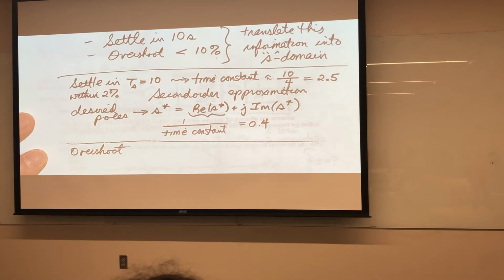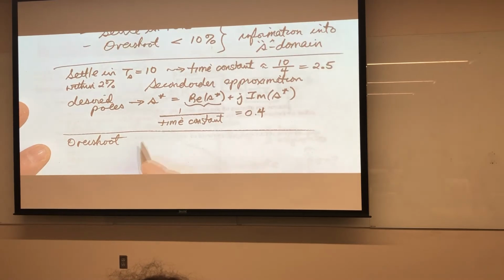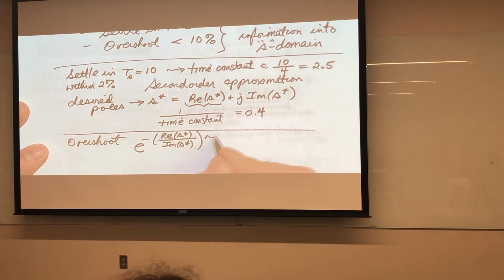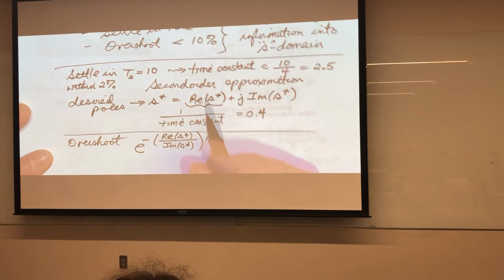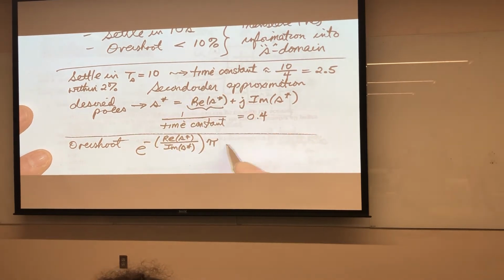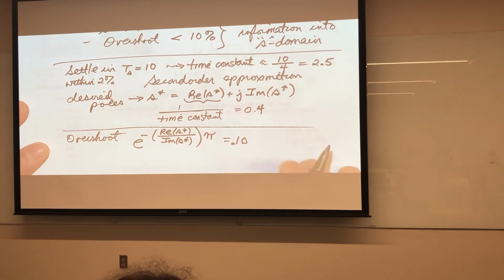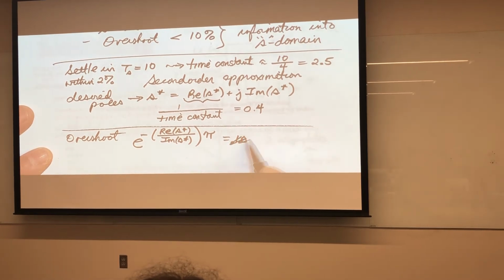We remember an overshoot equation for the second order approximation is e to the minus the real part of S star divided by the imaginary part of S star. And somebody's going to have to pull out a calculator here because I can't do exponentials in my head. And we have to multiply by pi. And that should be, we said less than 10%, so let's set up the equation for 10%. 0.1, okay, 10%. Let me write it this way, 0.1.